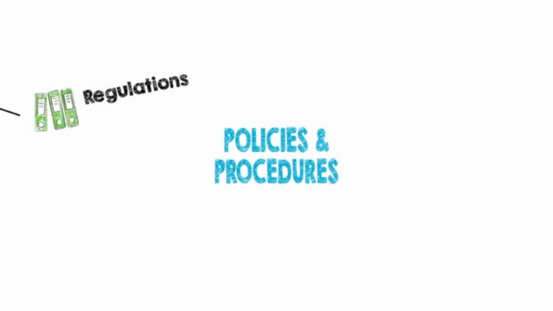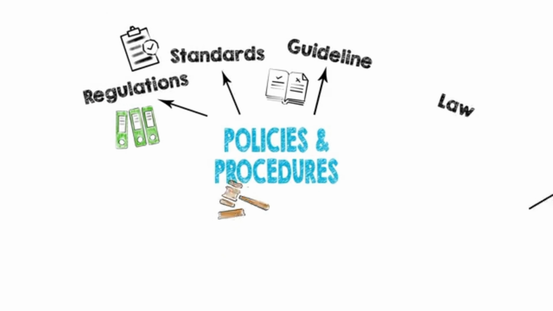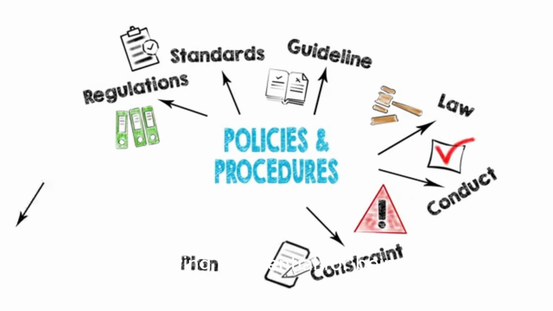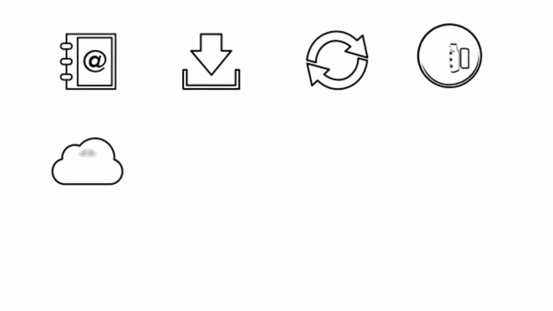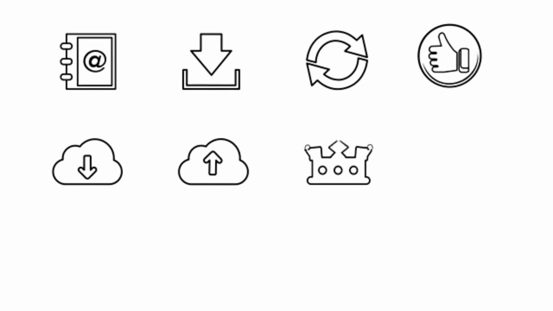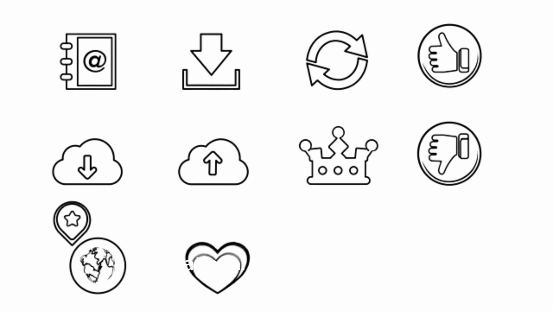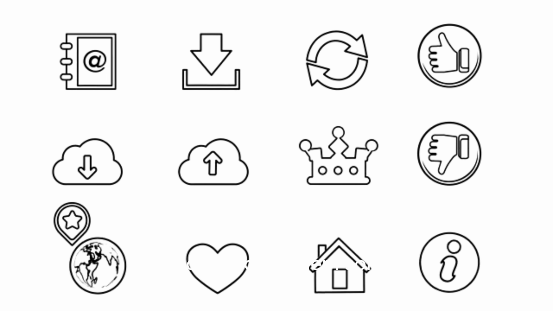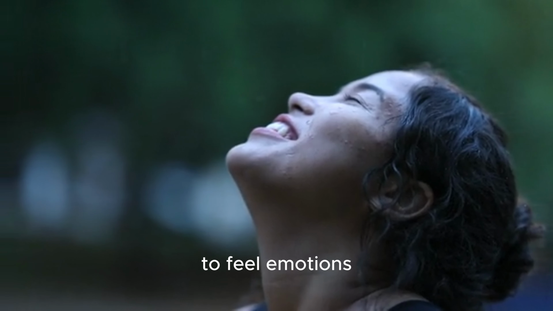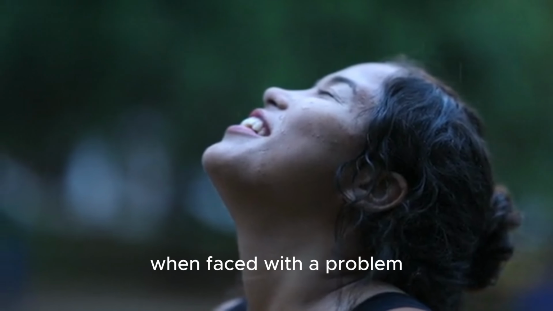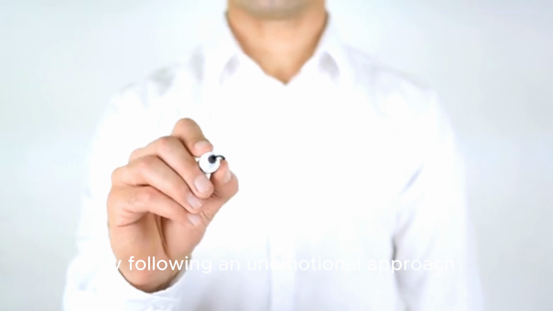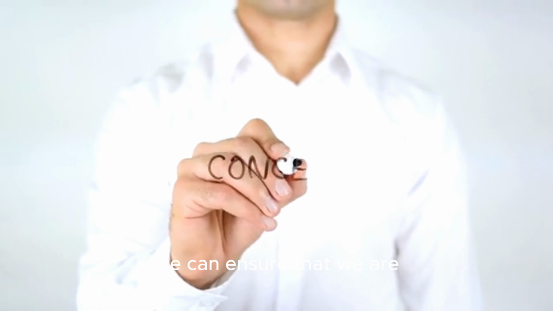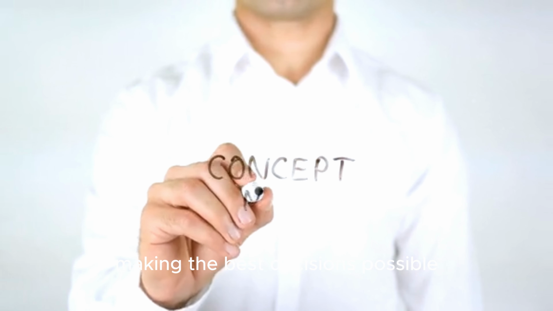In conclusion, adopting an unemotional approach to problem solving is essential for being able to tackle challenges effectively and efficiently. By following the 7 steps outlined in this video, we can ensure that we are taking a rational and objective approach to problem solving, which will lead to better outcomes. Remember that it's normal to feel emotions when faced with a problem, but it's up to us to decide how we react to those emotions. By following an unemotional approach, we can ensure that we are making the best decisions possible.